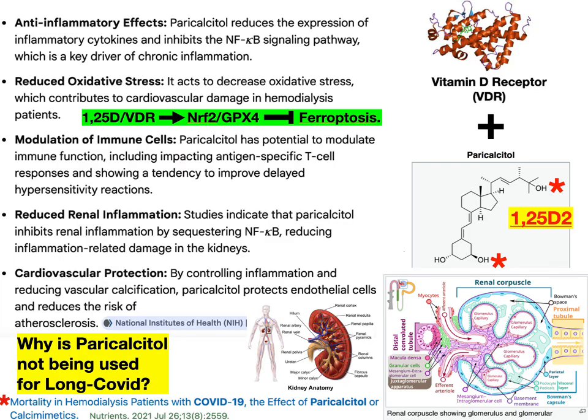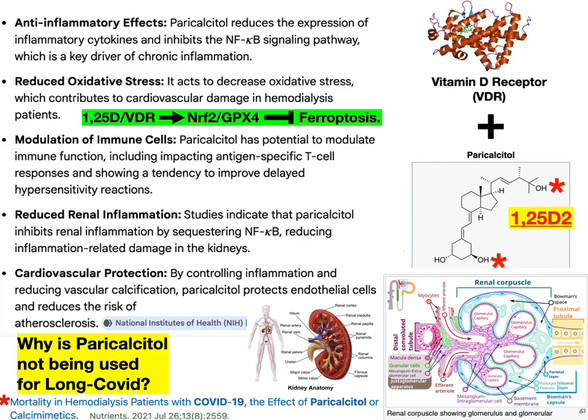In doing so, paricalcitol is a vasculoprotective agent. It protects the heart and blood vessels from inflammatory damage and oxidative damage. In addition, by protecting endothelial cells, it also protects other organs: the lungs, the kidneys, the brain. So with this ability of paricalcitol to control inflammation and oxidative stress, it's important to ask the following question: why is paricalcitol not being used for long COVID?